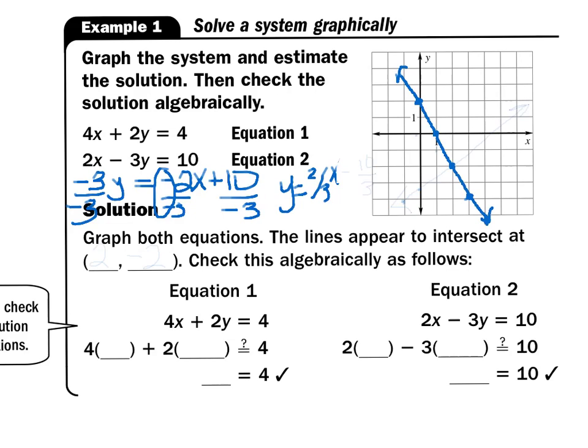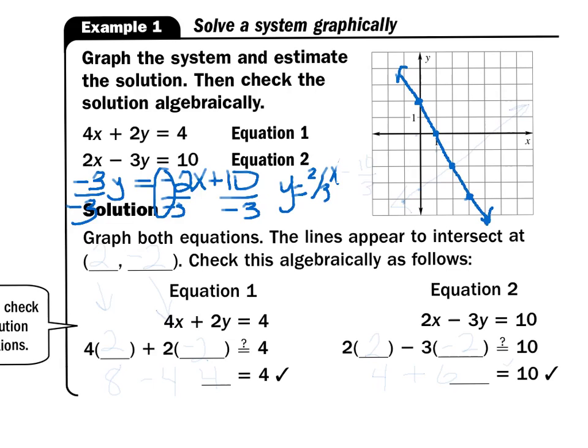Now, to check this, I need to put the x and y into both equations. So back in equation 1, 4 times the x, which is 2, plus 2 times the y, which is negative 2, does it equal 4? 8 minus 4, yes, it does equal 4. 4 equals 4. And equation 2, 2 times 2 minus 3 times negative 2, 4 plus 6, yes, it does equal 10. Check.